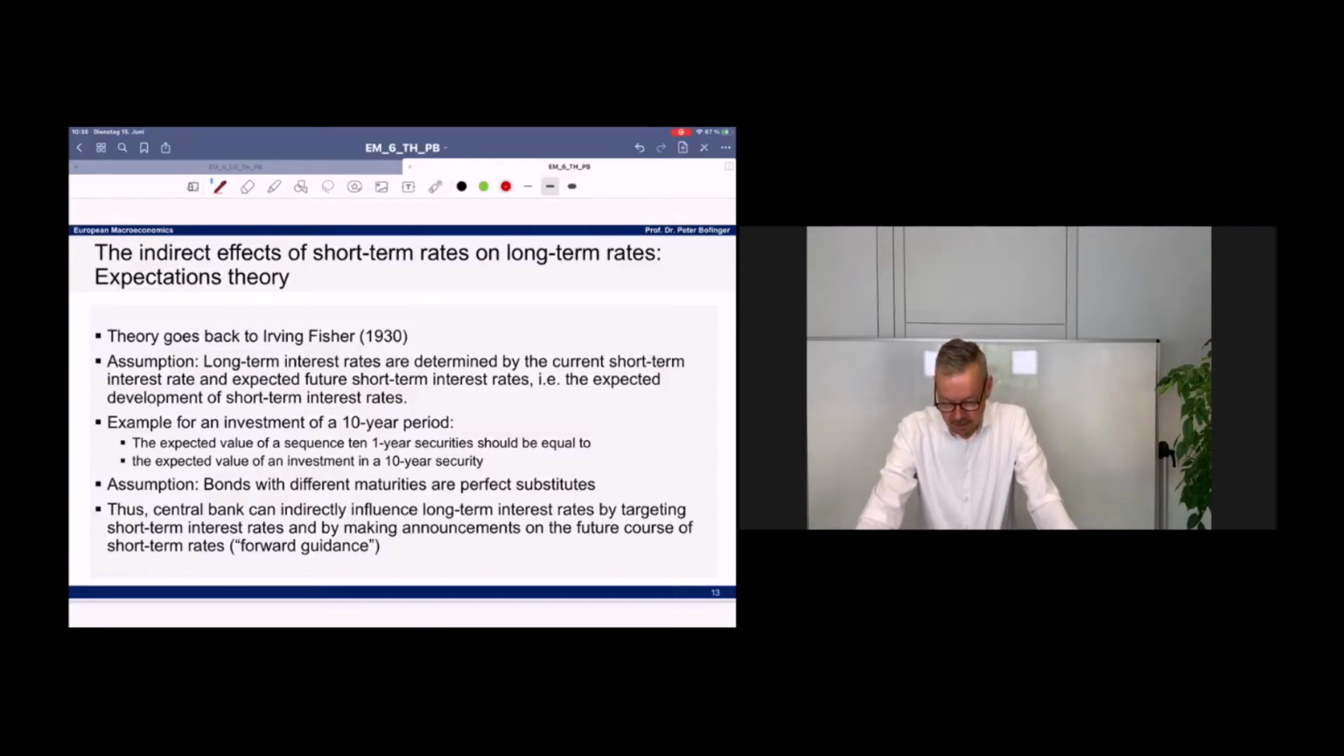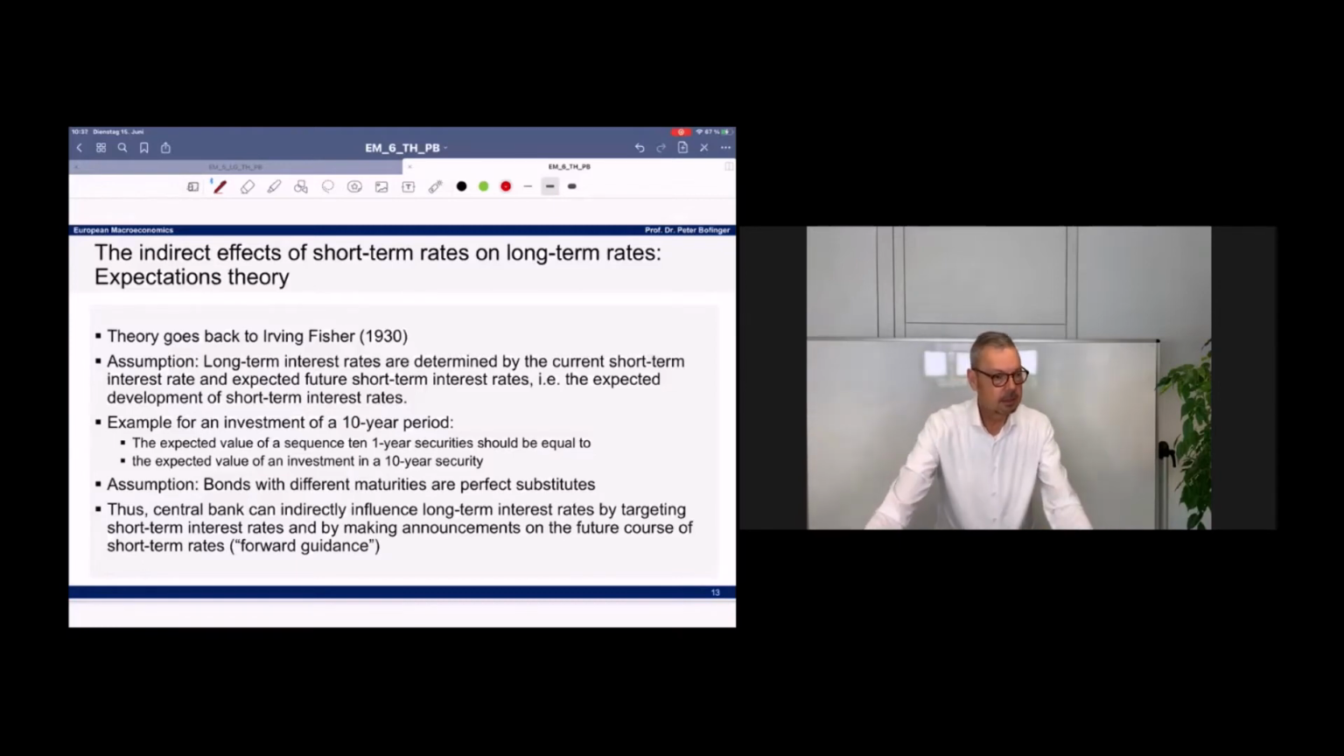And the assumption of this expectation theory is that bonds with different maturities are perfect substitutes, which they are to some degree. You can buy a 10-year bond, and you can also buy 1-year bonds, and then they are more or less perfect substitutes. So given this expectations theory, with conventional monetary policy the central bank only sets the short-term rate, but you can also do something to influence the expectations on short-term interest rates over 1 year, 2 years, or 3 years.